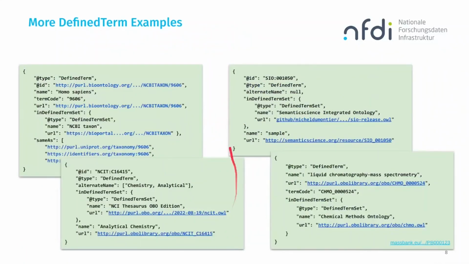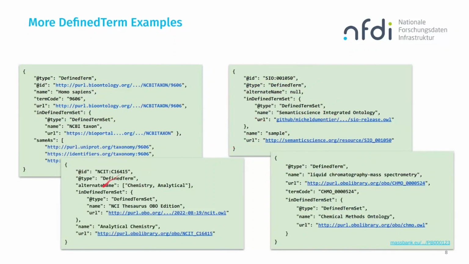More examples. This is the one on Homo sapiens. That is one that Johannes has provided in one of my documents. So I just stole that today, with information from the semantic science integration ontology.